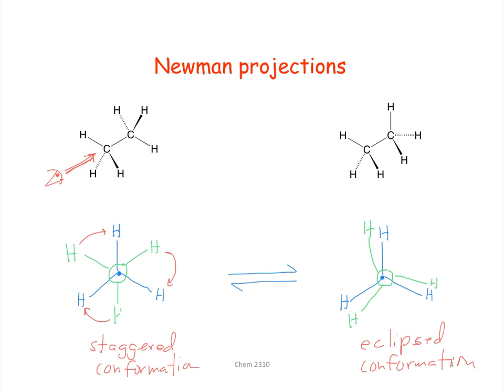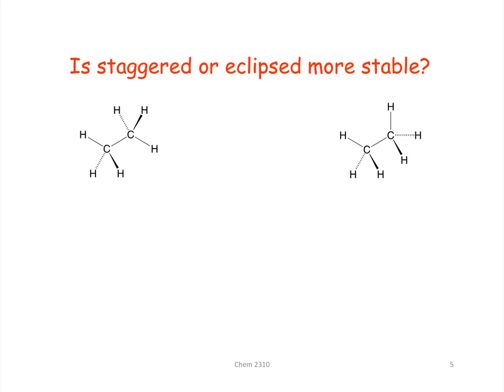Alright, so now that we have these different conformations, we want to talk about their relative energies. So which one of these two do we think would be more stable, or which would be less stable? Right, so what do we think? So which one is which here? Let's just make sure we know. So on the left is the staggered, right? And this is eclipsed. Alright, so we're wondering which one is more stable than the other.